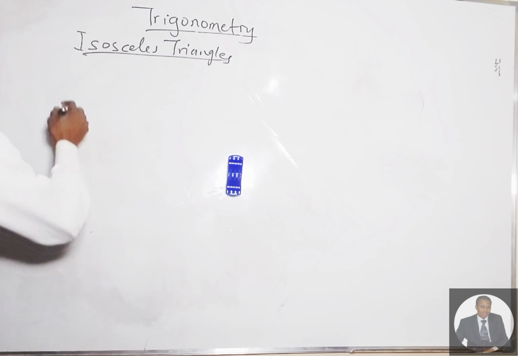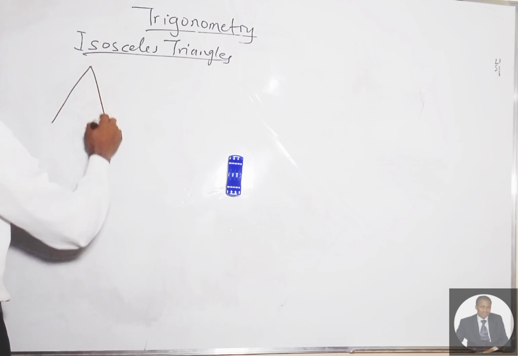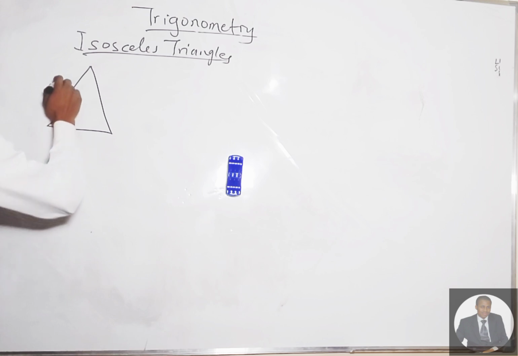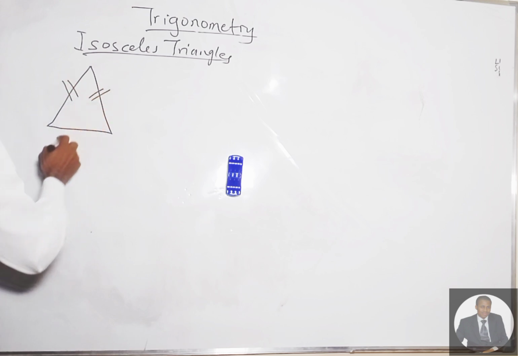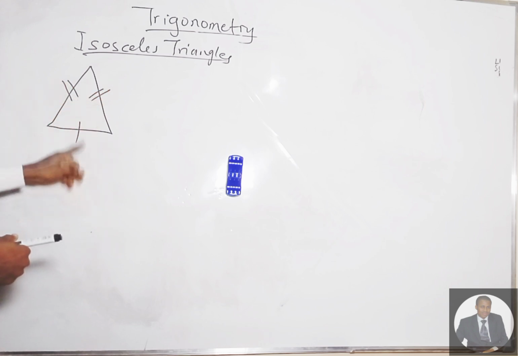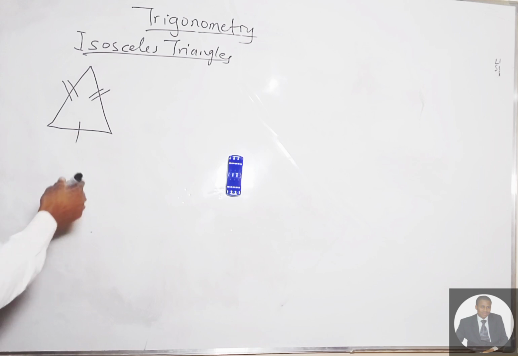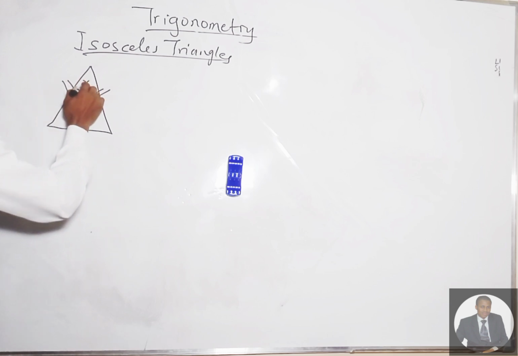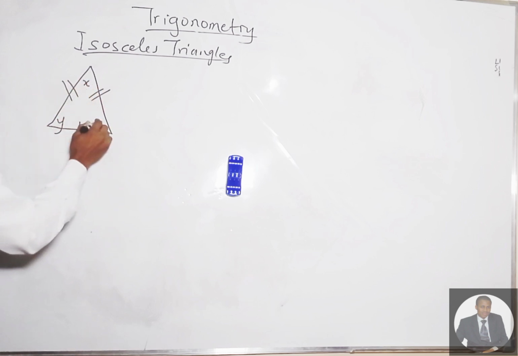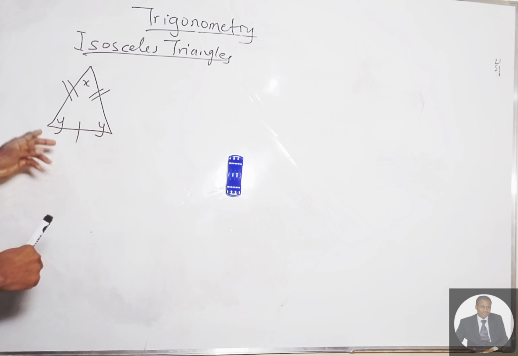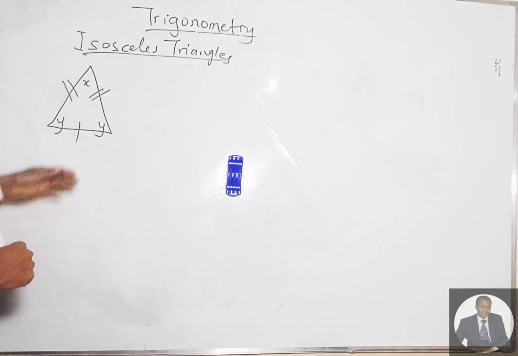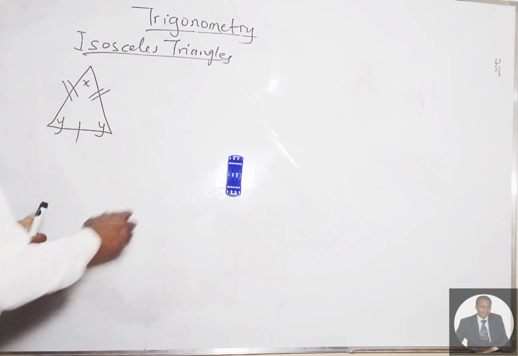Today we talk about isosceles triangles. What are isosceles triangles? Isosceles triangles are triangles that have two sides and two angles equal. How? If this is x, this is y, this will be y. Two sides are equal in an isosceles triangle, and two angles are also equal.